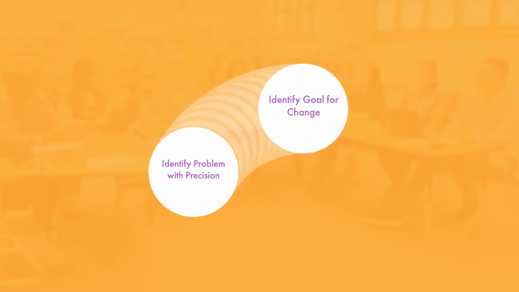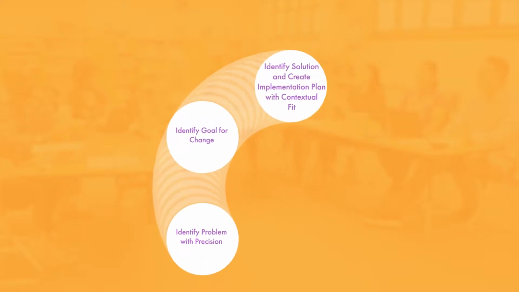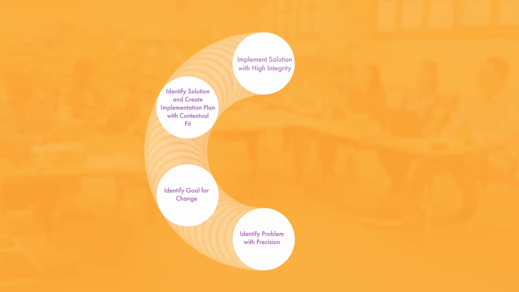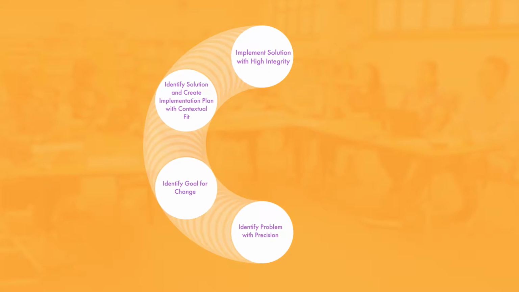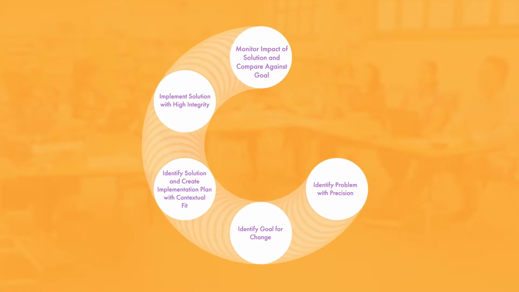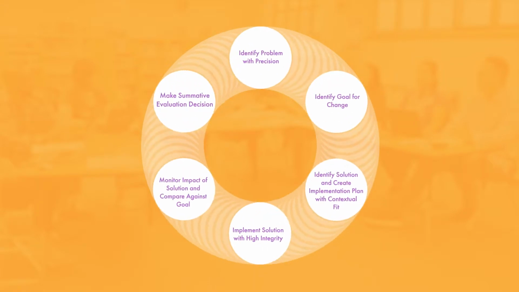Identify the goal for change. Identify solution elements and create your implementation plan. Implement your solution with both fidelity and high integrity. Monitor the impact of your solution and compare against your goal. Make a summative evaluation decision.